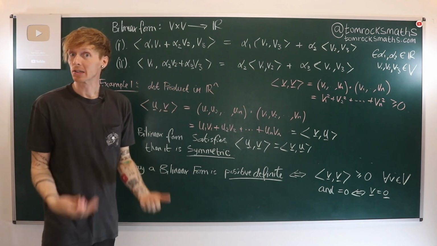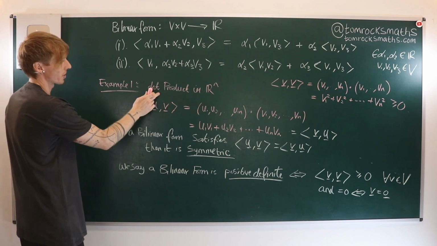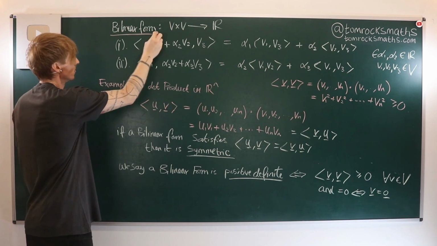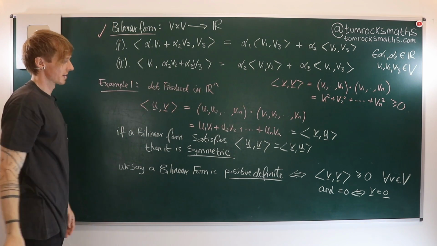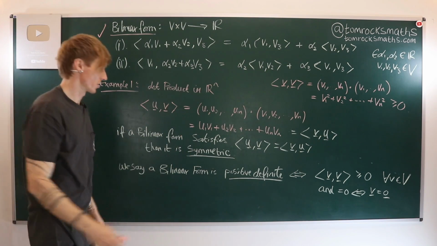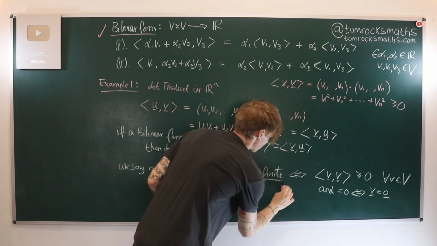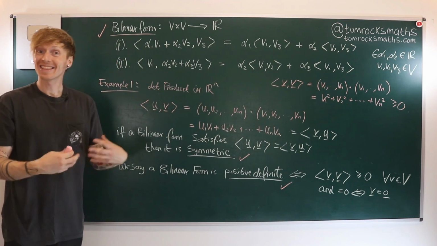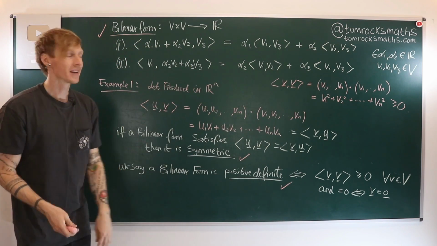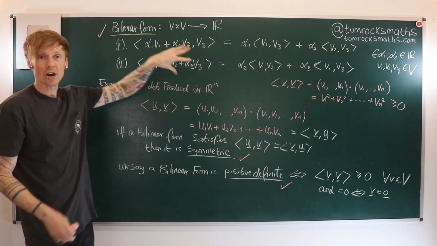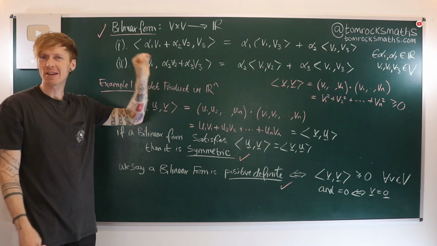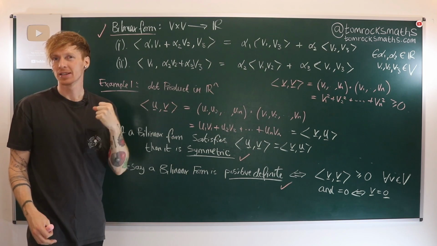So we can in fact conclude that not only is our dot product a bilinear form, it's also symmetric, and we can say it's positive definite. And this allows us to conclude that the dot product on Rn is in fact a real inner product space.